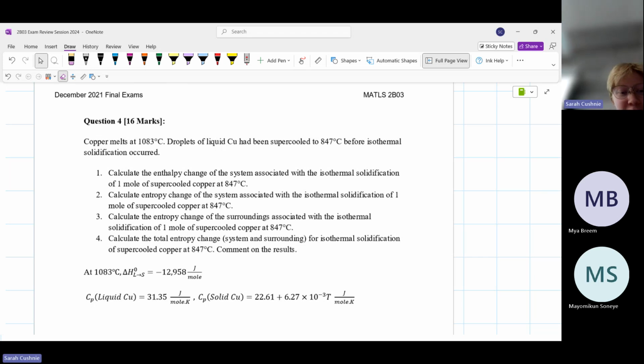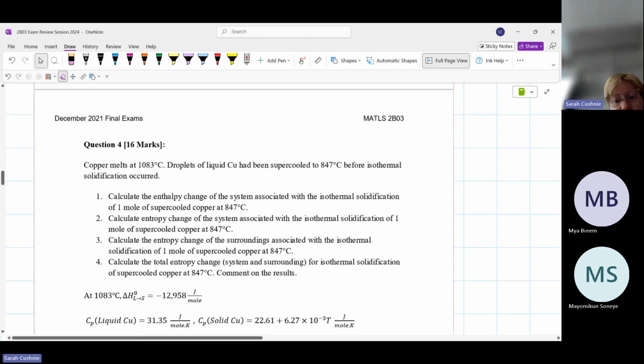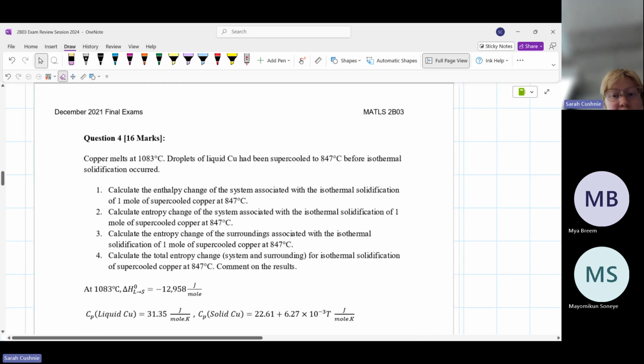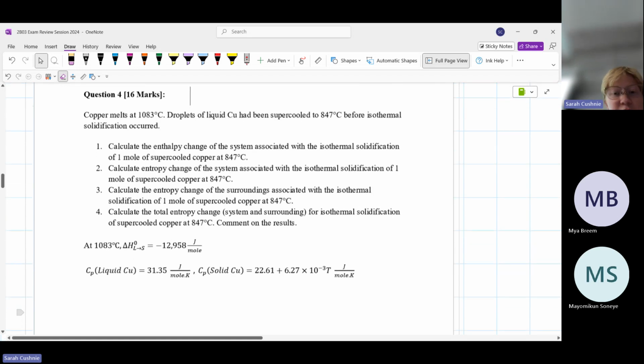So now we're talking about copper. Copper melts at a pretty high temperature and undergoes supercooling before isothermal solidification occurs. So what does this mean? Typically, if you cross that temperature, you turn into a solid. But we're able to cool it down without adding any sort of nucleation site for solidification to occur, so you can actually cool it down pretty far. I think you did that in 2A where you supercooled water. Anyway, you don't actually need to know what that is, but it's kind of cool to think about.